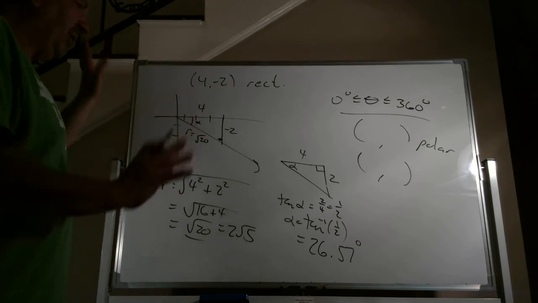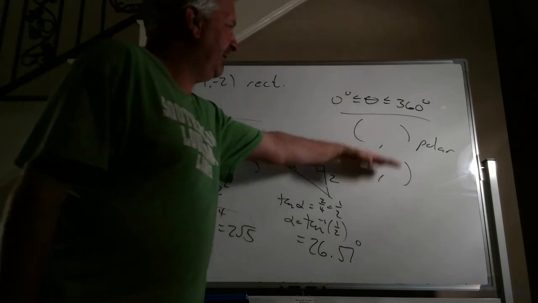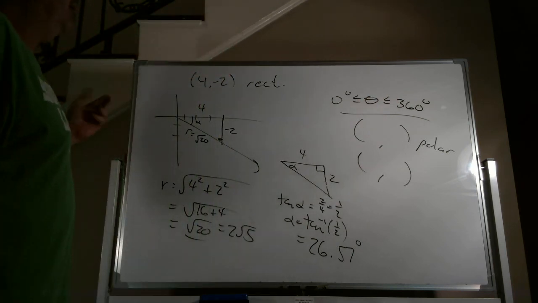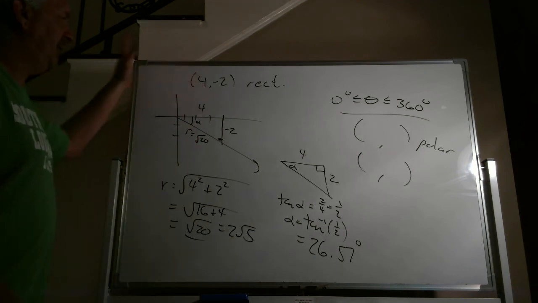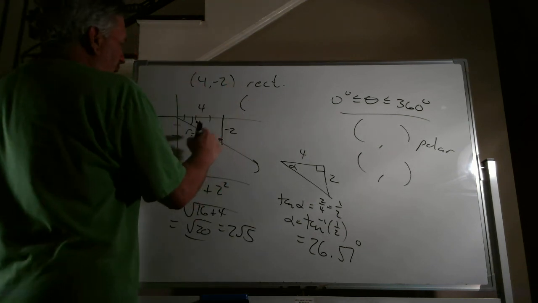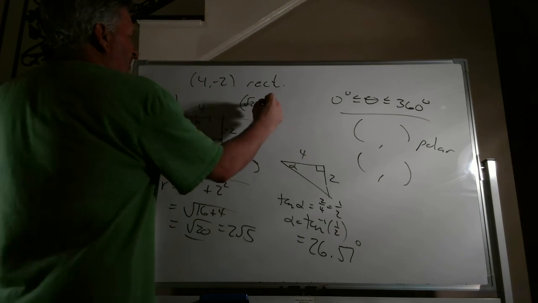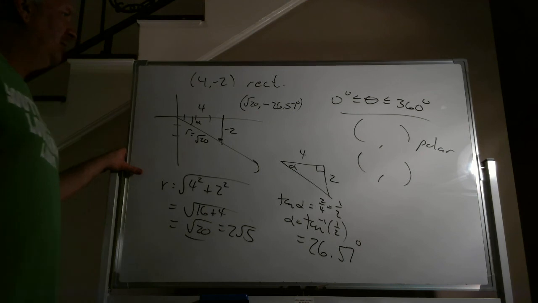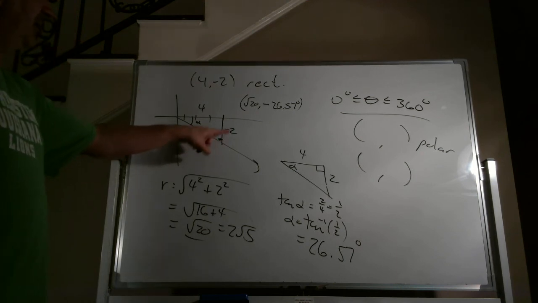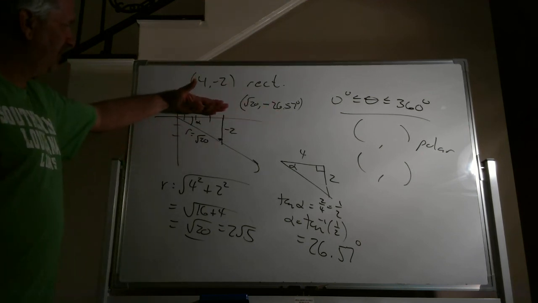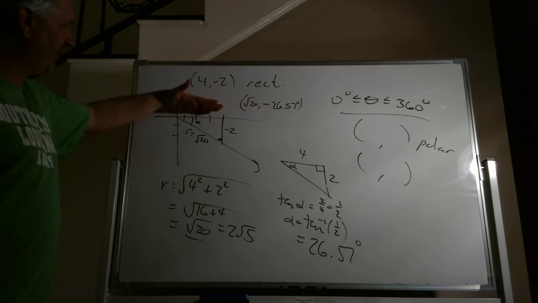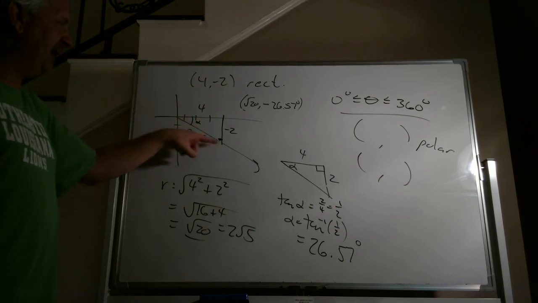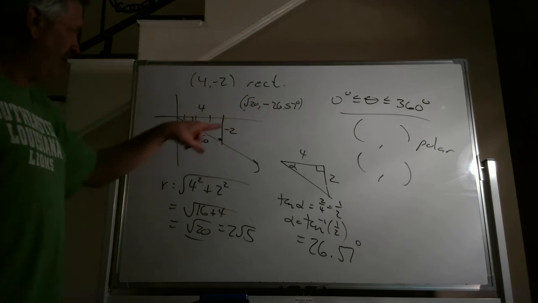Right, now let's piece all this together and figure out how we are going to write this in polar coordinates. Okay, so what angle could we use? Could I say r is root 20 and theta is negative 26.57 degrees? Would that give me this point right here? Well, theta is negative 26 degrees, so that would come down to here. And then r is root 20, go out root 20 down that terminal side. These are the coordinates of that point.